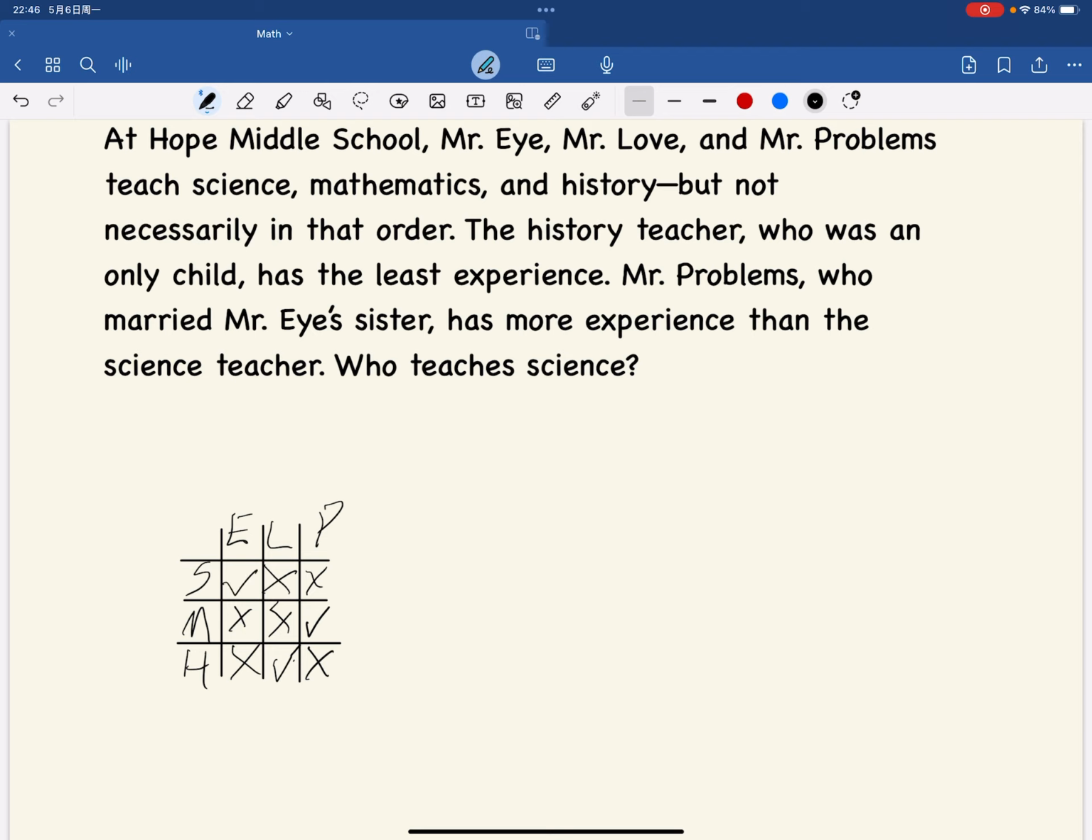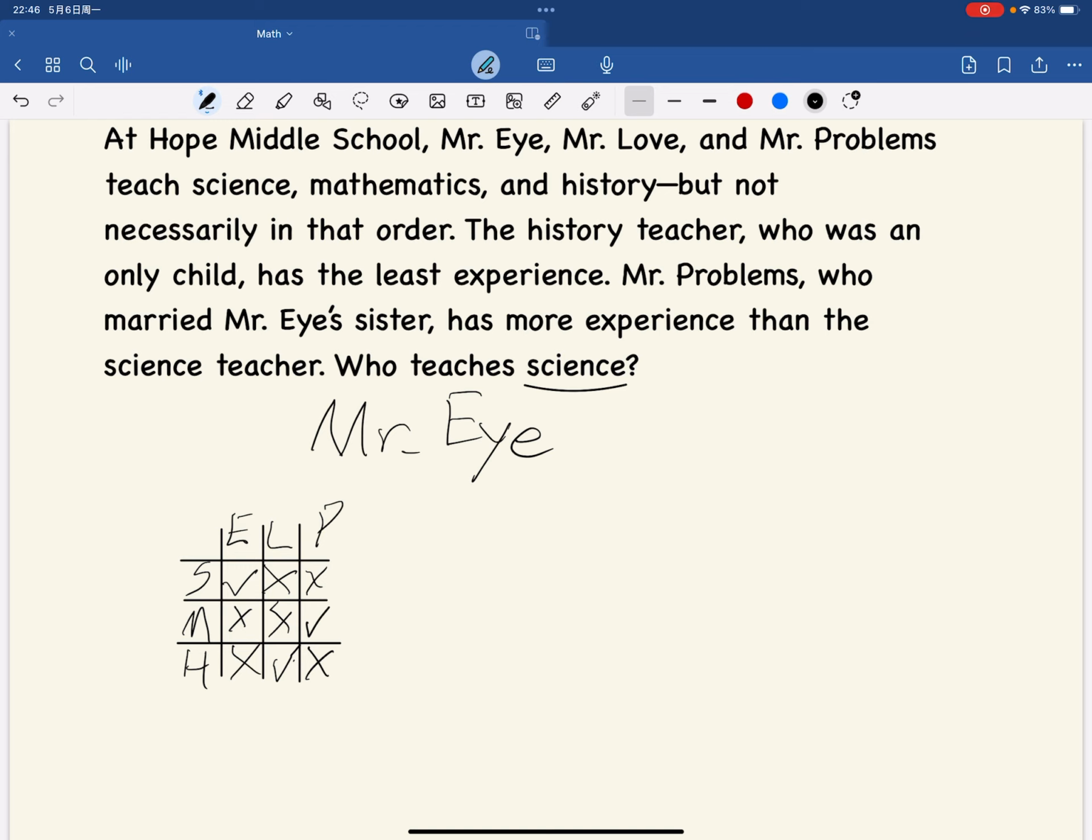And since the question asked who teaches science, that means Mr. I teaches science, so the answer should be Mr. I. So that's the first way of doing it. And the second way is pretty similar to the first way, except you're just showing your work in a different way. So in different cases, you can use different methods. For example, if the number is really big, you need to use the second way. And if the number is not that big, the first way will be better.